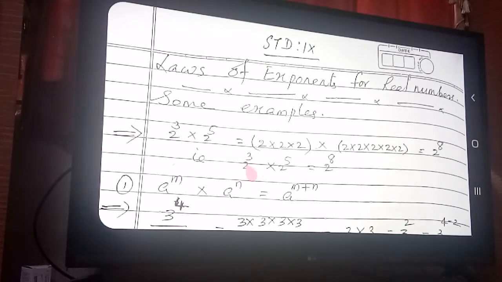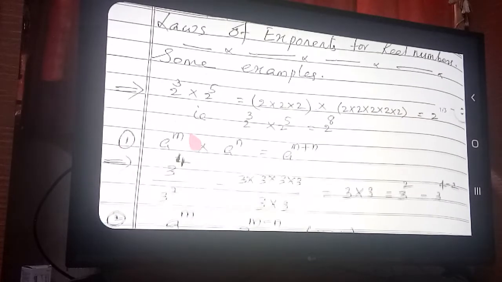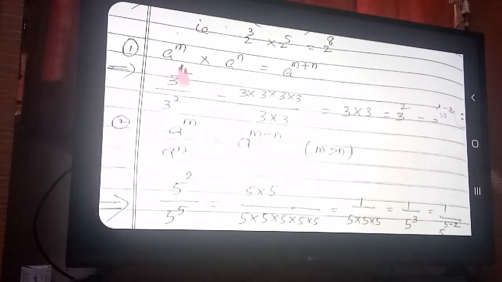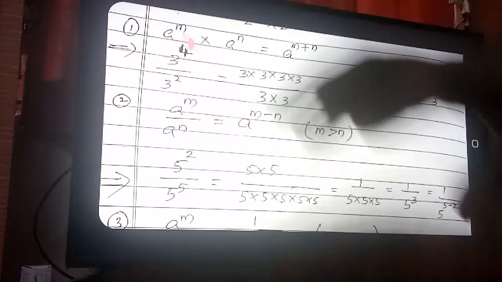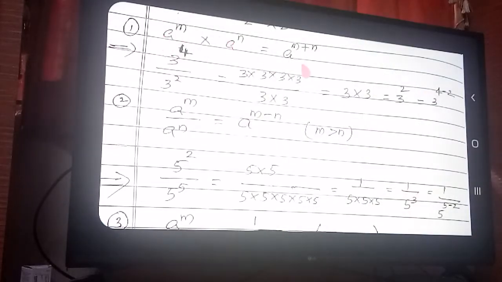So 2 raised to 3 into 2 raised to 5, here 2 raised to 8, how did it come? 3 and 5 adding, the indices added. So 2 raised to 8 came. That is your first formula. A raised to m into a raised to n is equal to a raised to m plus n. This is only applicable when the base is the same. Here the base is the same, that is why we are applying it. That is compulsory. The base should be the same. Then only can you apply the formula. A raised to m into a raised to n is equal to a raised to m plus n.